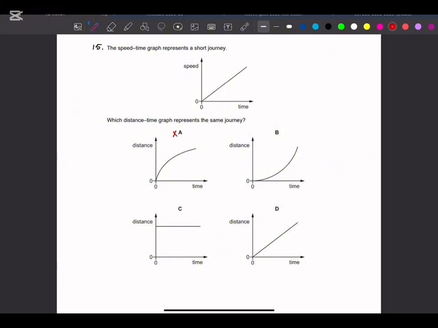For B, you can see that the slope or the gradient is increasing, and you know that the slope in a distance time graph gives us the speed. So here you have a constant increase in speed. So the answer is nothing but B.